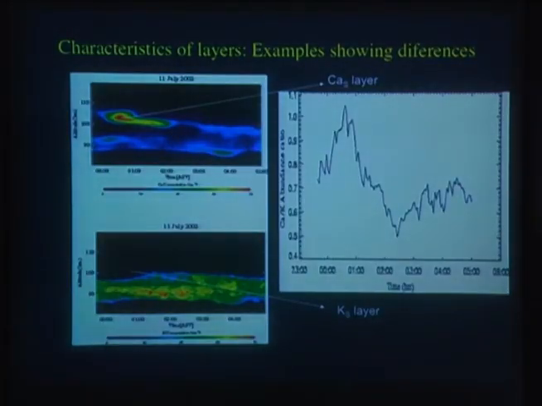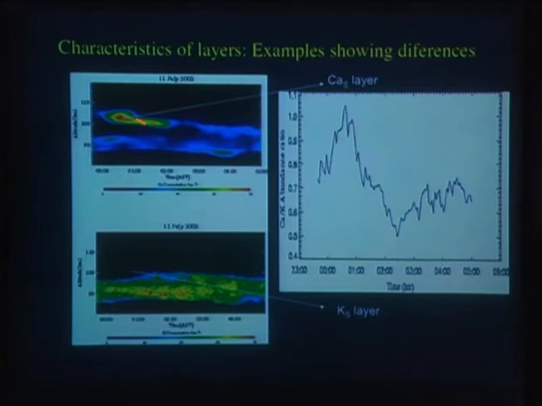So, again discussing the characteristics of the layers, I am showing the example of neutral calcium and potassium. We have another laser at Arecibo, the Alexandrite laser tuned to the resonance wavelength of potassium, and my colleague Jonathan Friedman runs this system, and this can also give temperature measurements. So, here there are two important things that I would like to point out from this slide.